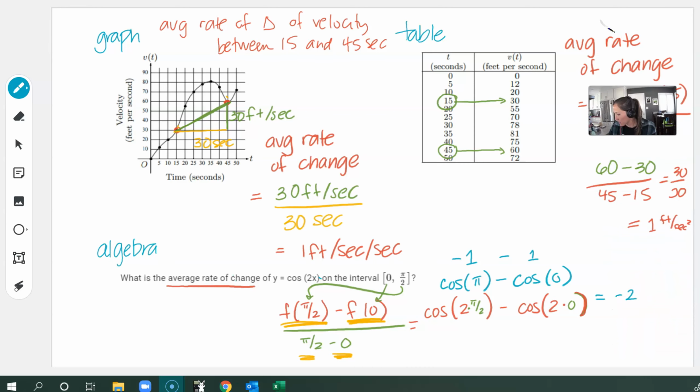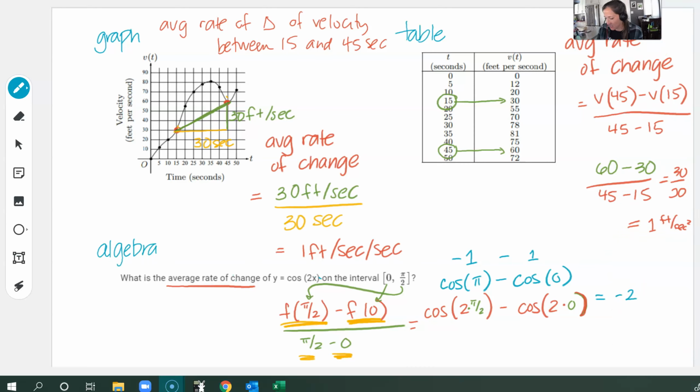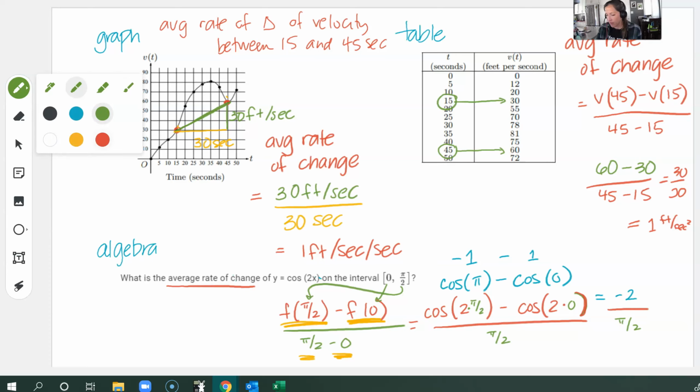Let me move my face out of the way. And this is all over, right? Our denominator here has been pi over 2 the whole time. So negative 2 divided by pi over 2. And if I do a little bit of fraction math, I'm going to get negative 4 divided by pi. That is my average rate of change.